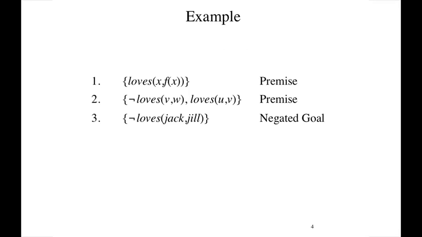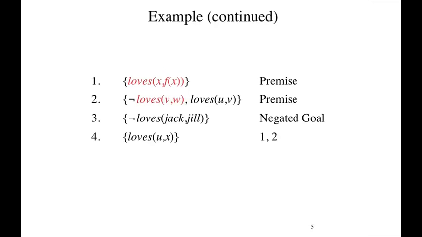In order to prove the result, we start with our premises. We resolve the clause on line 1 with the clause on line 2 to produce the clause on line 4. And then we resolve the clause on line 4 with the clause on line 3 to produce the empty clause, and thus prove our result. That's it.